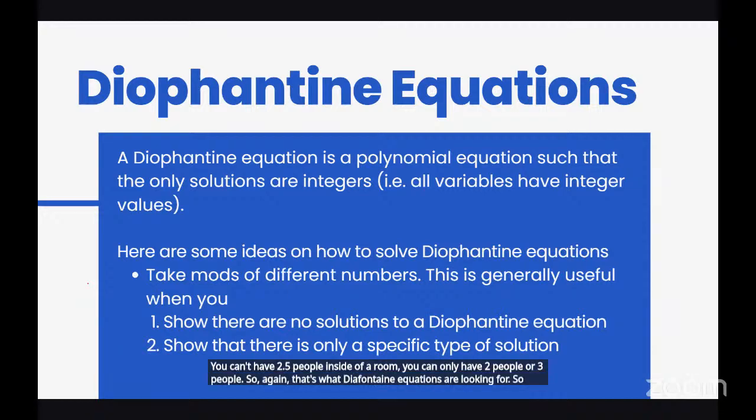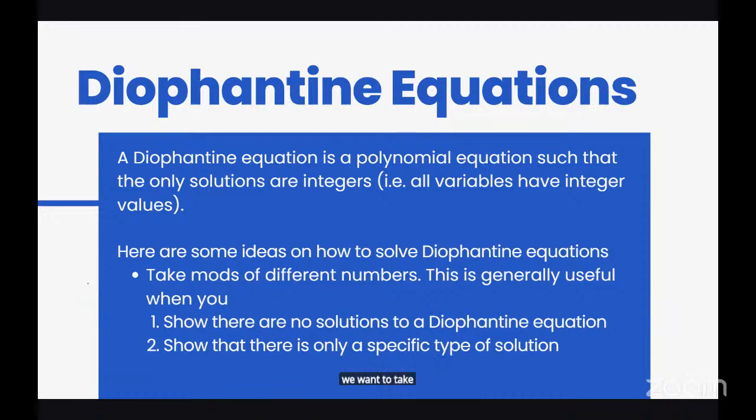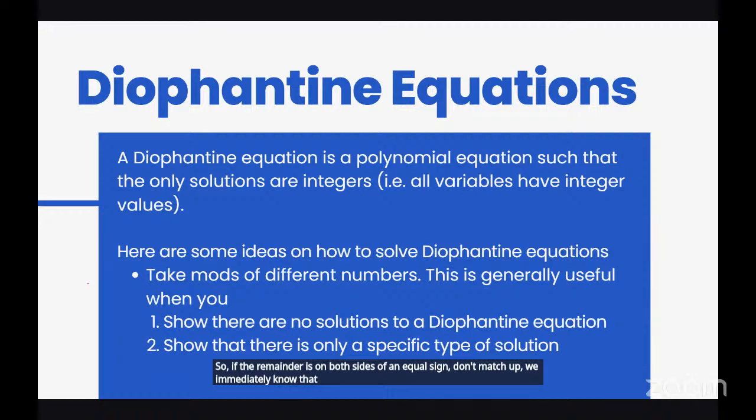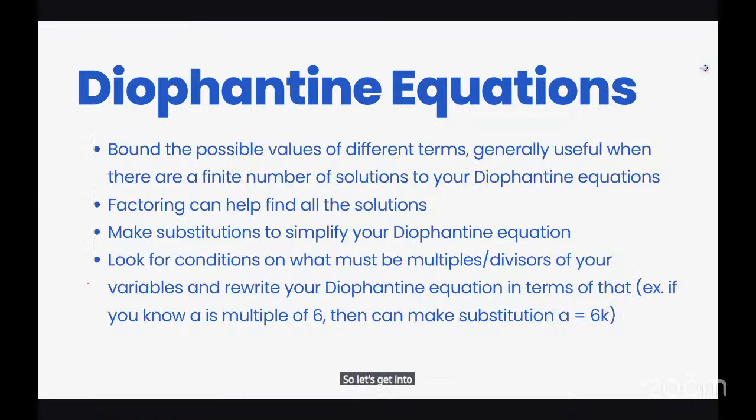Our biggest strategy here is to take moduluses of the numbers. We want to take those mods and see which equations we won't be able to get and which solutions we will be able to get. If the remainders on both sides of an equal sign don't match up, we immediately know that no integer solutions exist. So let's get into more details about Diophantine equations.